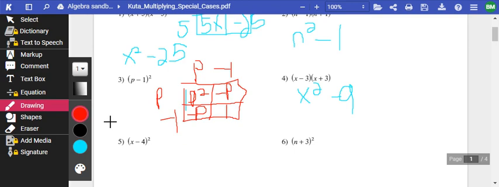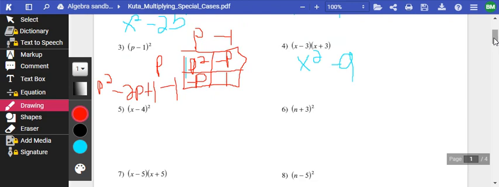So when we combine like terms, we get p squared minus 2p plus 1. So now we know when this pattern is going to be if we have p minus 1 squared. So if we have some letter minus some number squared, we're going to take the first number squared minus a 2 in front of the letter plus the last thing squared.